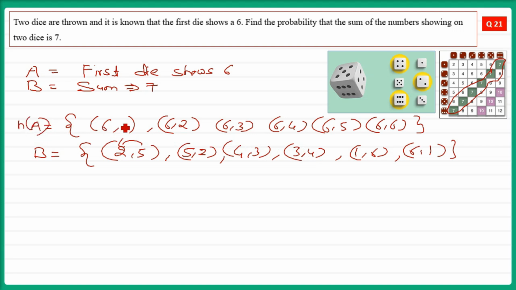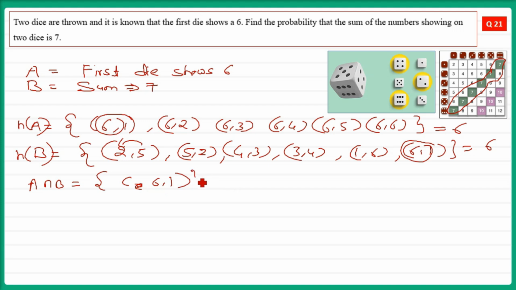So number of elements in A is what? 1, 2, 3, 4, 5, 6. It is 6. Number of elements in B, so it's 6. 1, 2, 3, 4, 5, 6. Now let's take the A intersection B. What are the common values, or what are the elements in both the sets which are common? So this 6-1 and 6-1 are common. Only this 6-1 is the only common value between set A and set B. So the number of elements in A intersection B is 1.